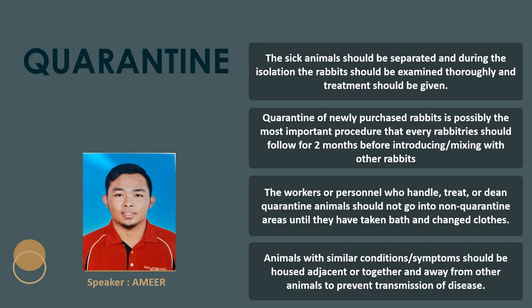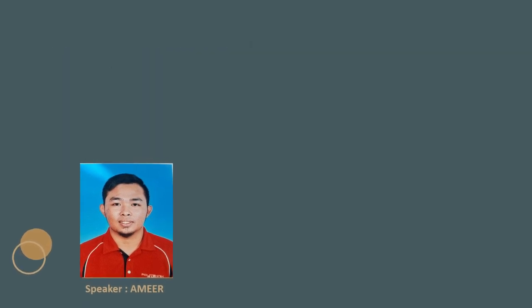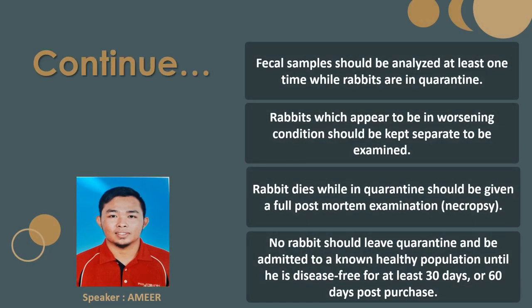Animals with similar conditions or symptoms should be housed together and away from other animals to prevent transmission of disease. Fecal parasites are among the most transmissible, so a fecal sample should be analyzed at least one time while rabbits are in quarantine. Any rabbit which appears to be in worse condition should be kept separate to be examined. Any rabbit who dies while in quarantine should be given a full postmortem. No rabbit should leave quarantine and be admitted to the healthy population until it is disease-free for at least 30 days.